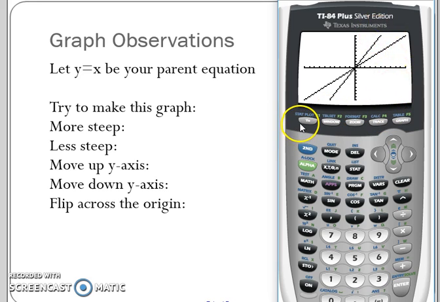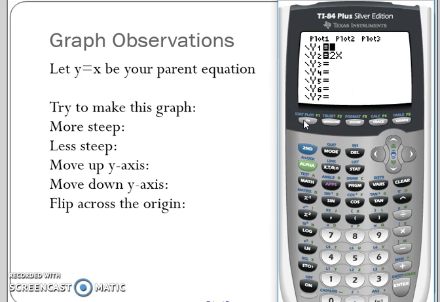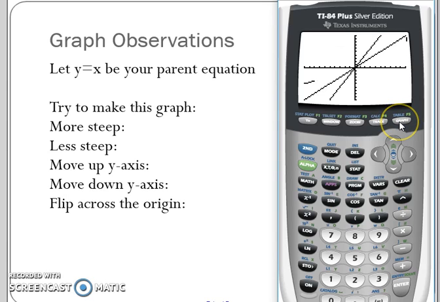So let's make it less steep. Go back to Y equal, press enter, go to Y3. If I want to make it less steep, because my original X has a 1 as a slope, anything less than 1 will make it less steep. So I can use 1/2. Press X, graph, and then you can see that graph is less steep from the original.